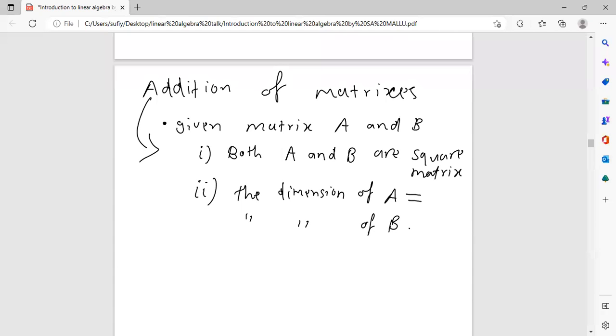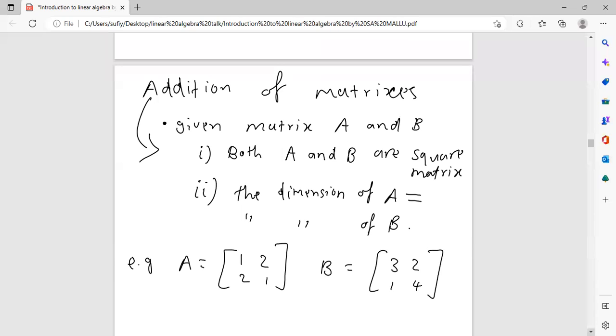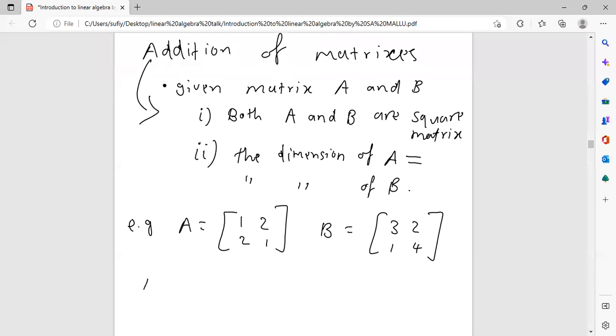All right, let's look at a quick example. Let's say I give you matrix A, 1, 2, 2, 1. If I give you matrix B, 3, 2, 1, 4. Now my question is, I want you guys to perform A plus B. In other words, add these 2 matrices. Before I show you guys how to add these 2 matrices, let us first check if condition 1 and condition 2 are in place.